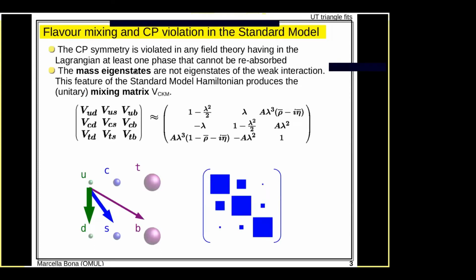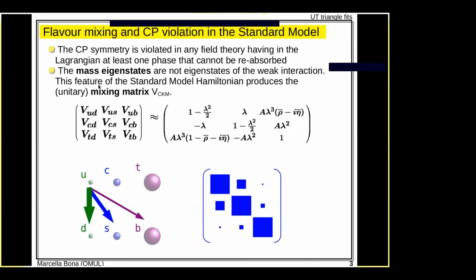So, I'm sure you know everything about this. I'm just going to state again the obvious. CP symmetry is violated in any field theory having in the Lagrangian at least one phase that cannot be reabsorbed in some redefinition of the fields.